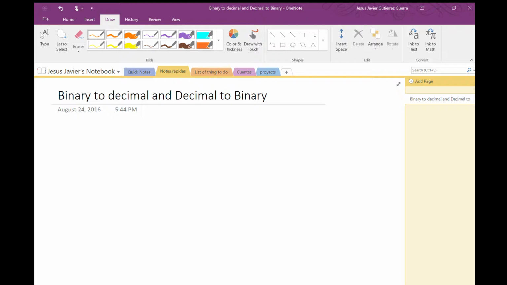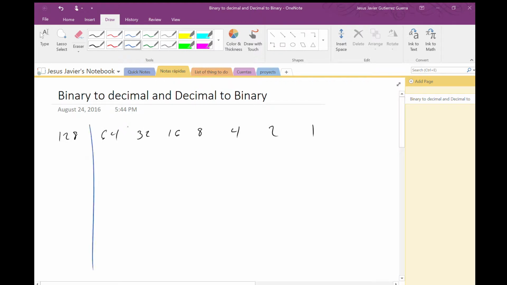So the first thing we need to know is that binary goes from 1 to 128, so it will be on powers of 2. So we have 128, we have 64, then we have 32, then 16, then 8, then 4, then 2, and then 1. All these numbers represent something, right? So we're gonna make a couple lines here.